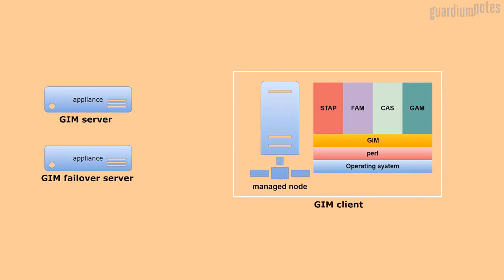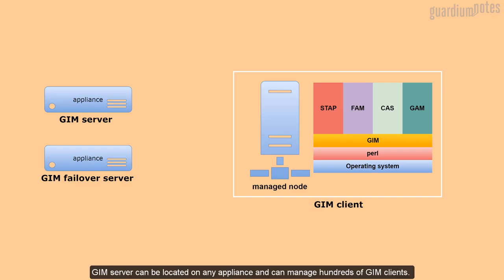From GRDAPI architecture perspective, the GIM consists of two main modules: GIM client, an application installed manually for the first time on the database server, and GIM server, a Java servlet installed as a part of the GRDAPI appliance installation. GIM server can be located on any appliance and can manage hundreds of GIM clients. In enterprises, we often configure several GIM servers in order to provide more transparent management and minimize traffic between elements. Each GIM client can be configured to support high availability and switch to a failover GIM server in case of unavailability of the primary one.